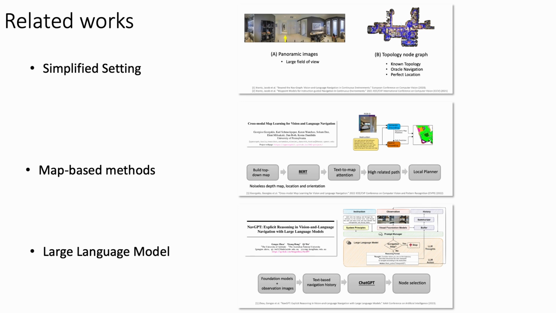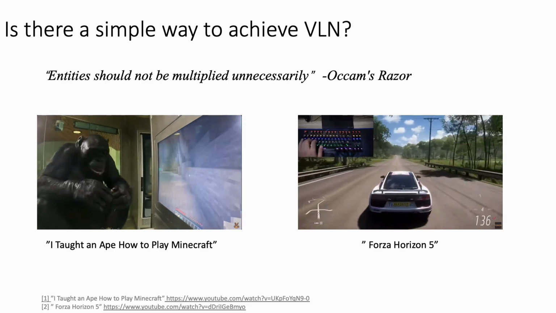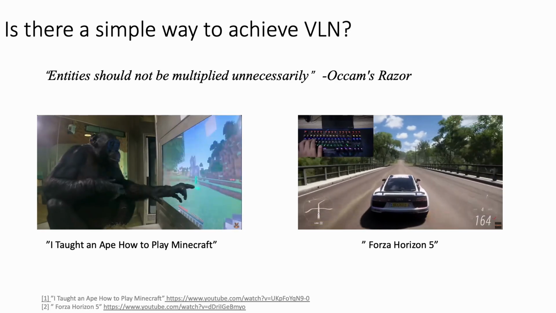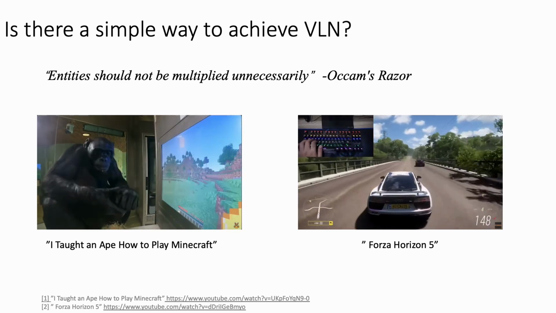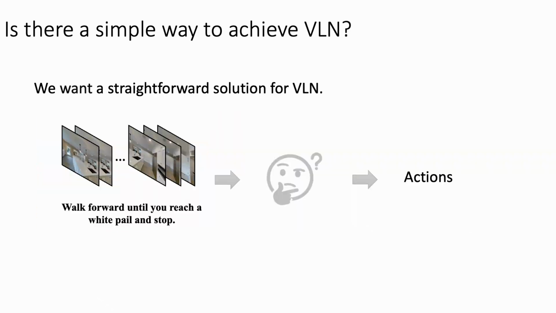Due to these challenges, related works that consider using simplified settings, top-down maps, and large language models often require many tailored designs. In fact, humans and even some primates can interact with computers to complete given tasks after a certain amount of training. The interaction input consists only of a video and a target, and the operator can complete the task using a keyboard. Can we design a model that, given the corresponding instructions and a video of the navigation process, can choose the next action?